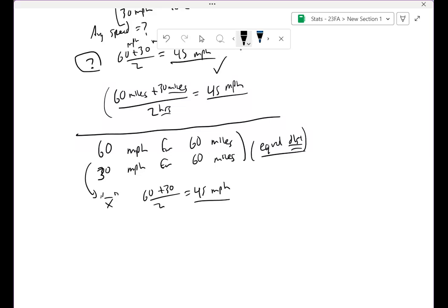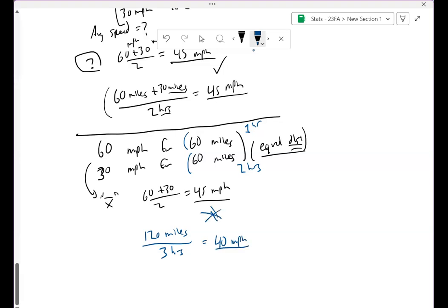Well, how far did I travel? I traveled 60 miles plus 60 miles. I traveled 120 miles. And how long did it actually take me? Going 60 miles an hour for 60 miles took me 1 hour. Going 30 miles an hour for 60 miles took me 2 hours. So it took me 3 hours to go 120 miles. Or this is 40 miles per hour. Note that these are not equal. So if I travel different speeds for equal distances, I can't just average the speeds together.